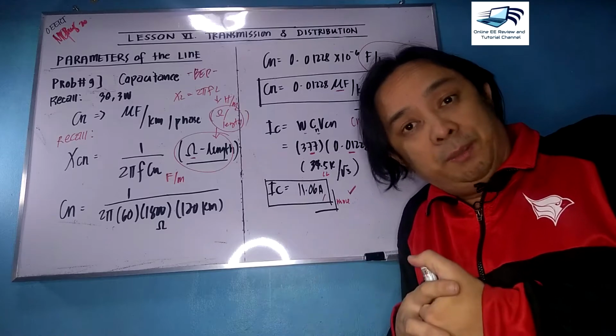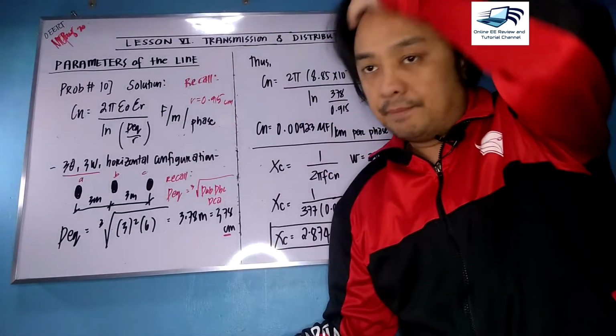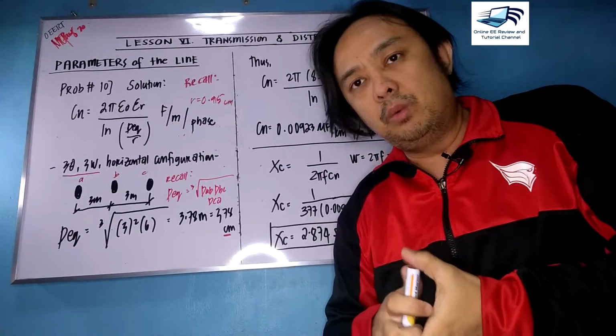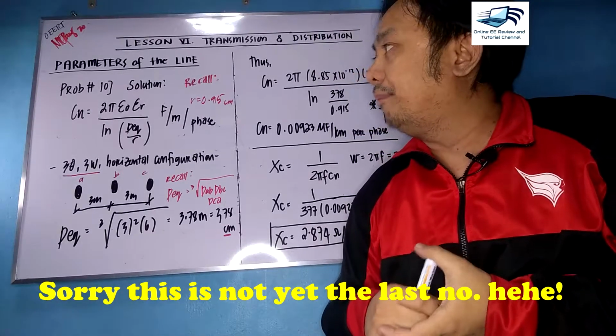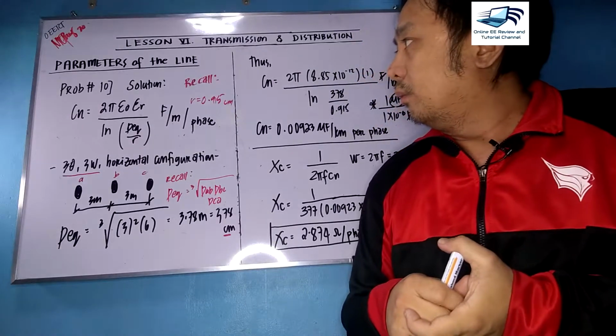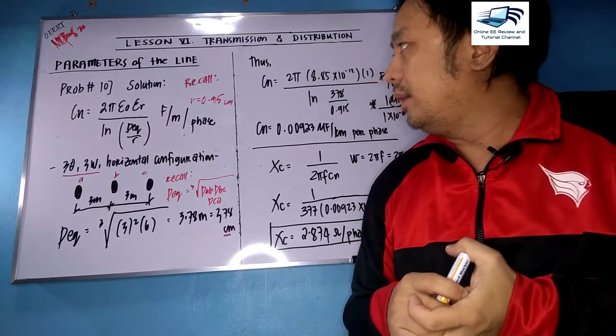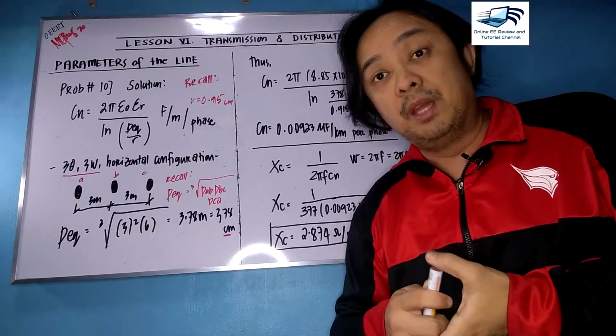Let us move forward to number 10. Hi and hello once again. Let us solve the last number on the parameters of the line under the capacitance, which is problem number 10. Okay, so let us have the problem.